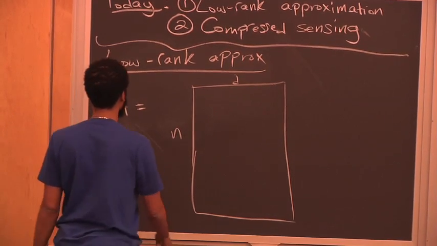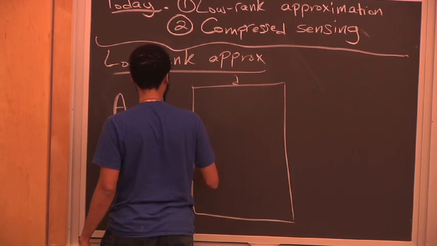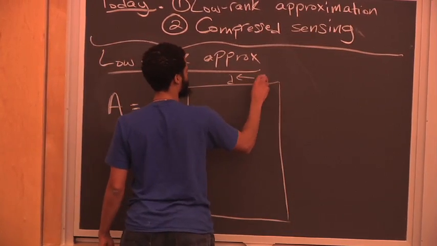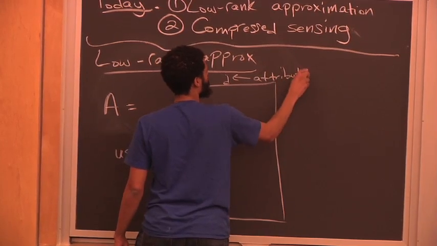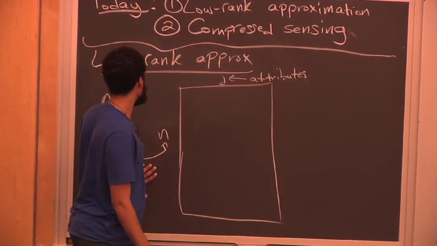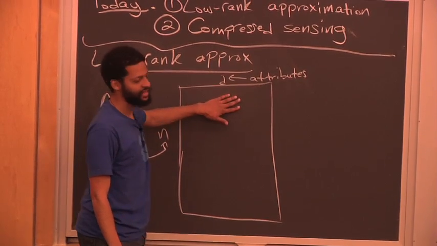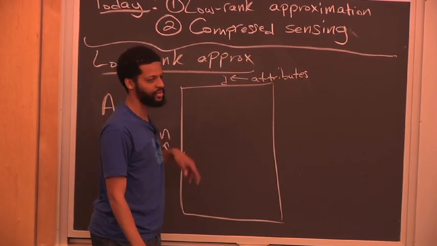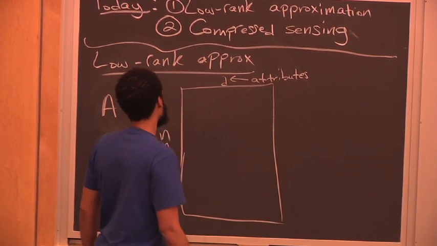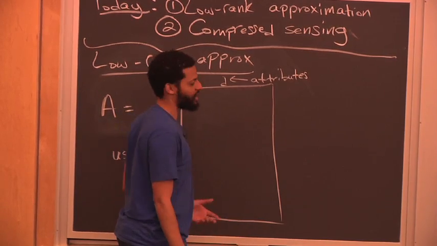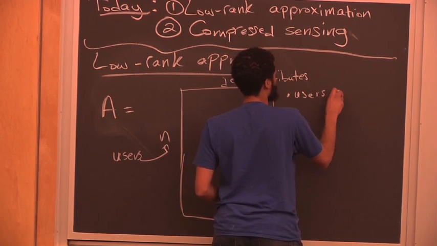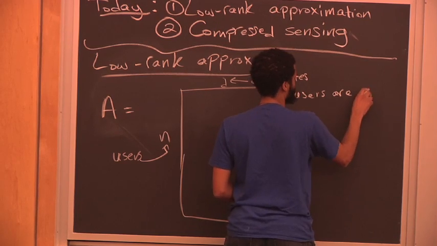But let's say that it's an n by D matrix where n, the number of rows, is, say, like these are the users, and D are like the attributes. Okay, so for example, people who have Netflix accounts and movies, okay, and then each number is like how they rated it. But let's pretend now that we know all the numbers. Okay. And the idea behind low rank approximation is that users are actually low dimensional.